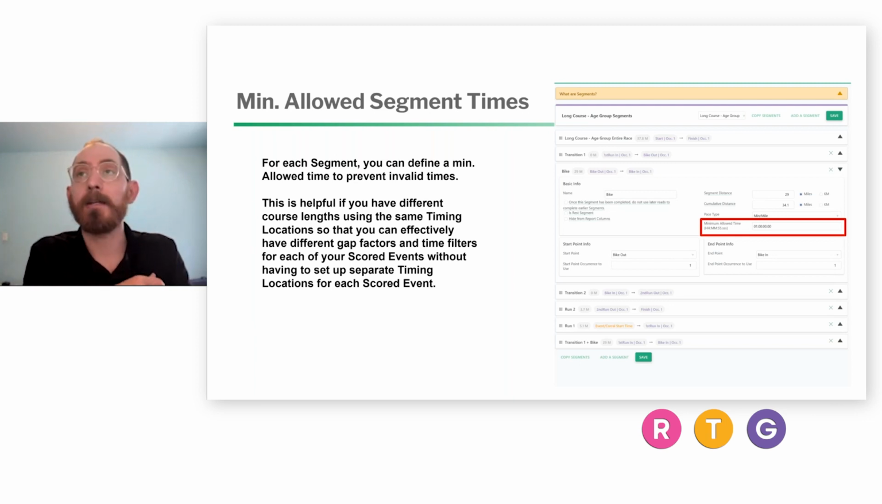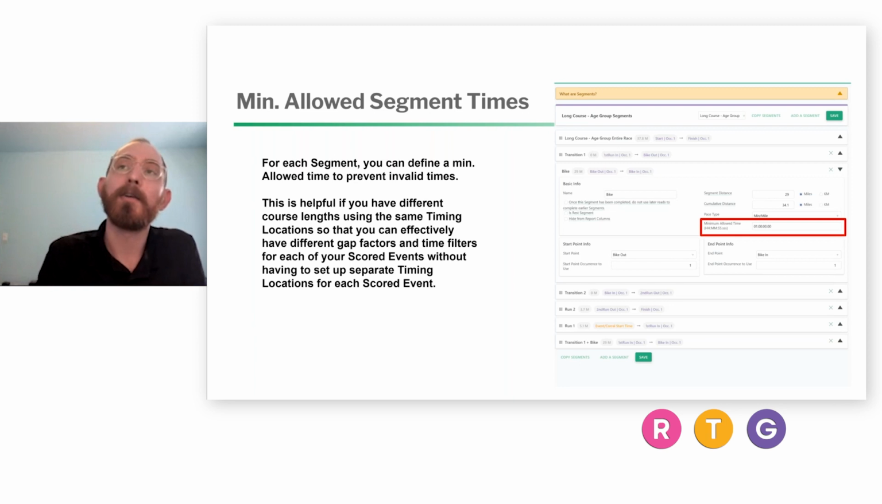So you could come in here for your longer course races and say, hey, I know I said a 30-minute gap factor between the bike out and in reader for the sprint, but I have a longer course that's using that same location. You can come in here and say, for this event, the long course, make sure that no one does less than an hour for the bike. So just good to know. This is really handy.